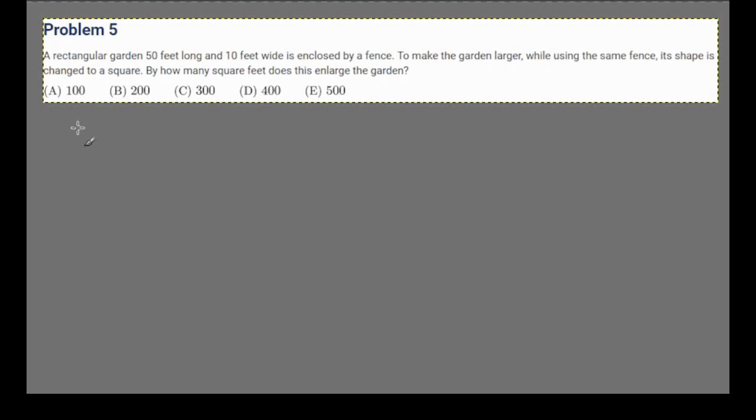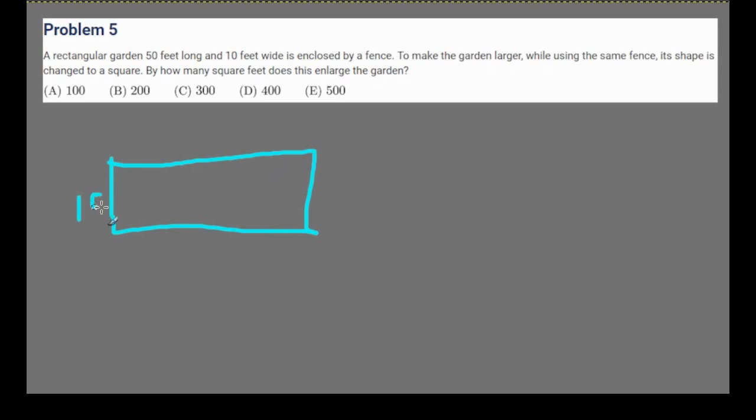Problem 5. A rectangular garden 50 feet long and 10 feet wide is enclosed by a fence. To make the garden larger while using the same fence, its shape is changed to a square. By how many square feet does this enlarge the garden? We should solve this problem by drawing out a diagram. Now, in order to find out the dimensions of that square, we need to find out how long the fence will be. And the formula for finding the perimeter of a rectangle is 2 times width plus 2 times length.